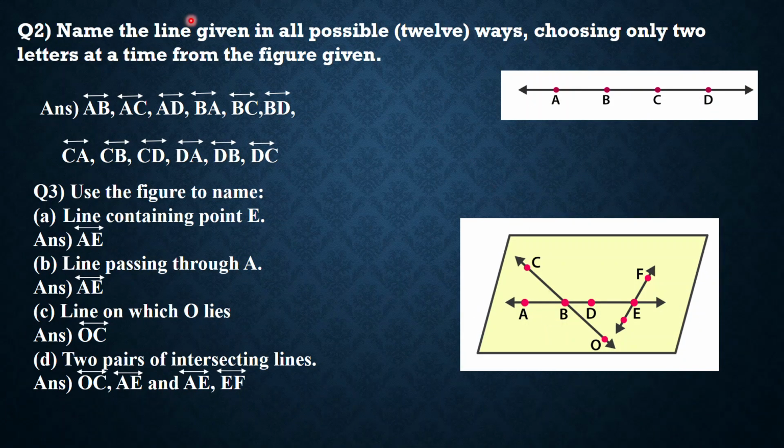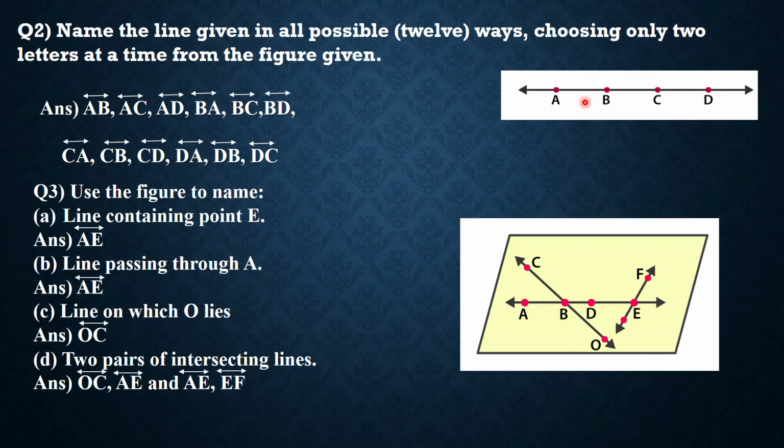Name the line given in all possible 12 ways, choosing only 2 letters at a time from the figure given. So we have to choose only 2 letters. You can't say ABCD is a line. We have to choose only 2 letters, and name it in 12 possible ways. I will teach you one technique to name it. First, you take point A. You just name like this: line AB, line AC, line AD.